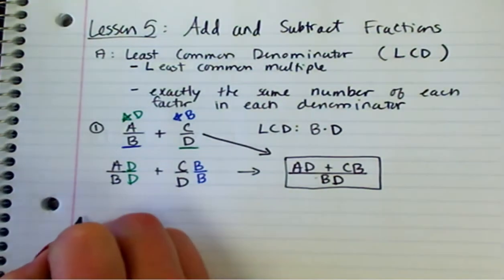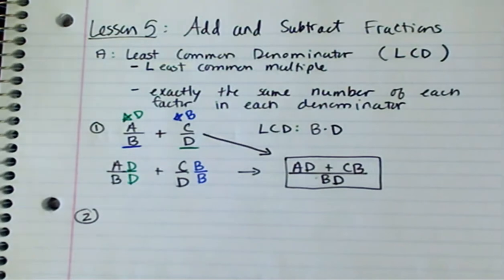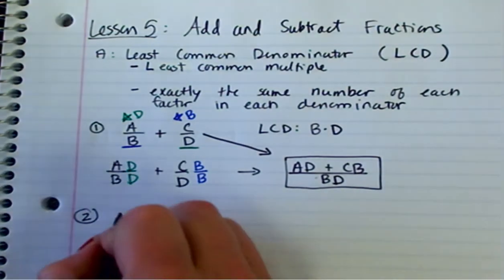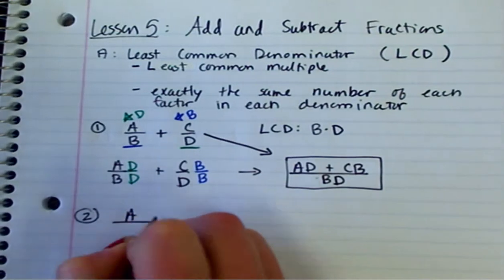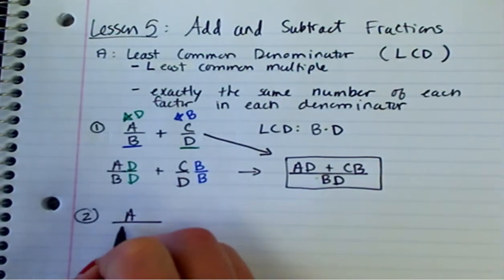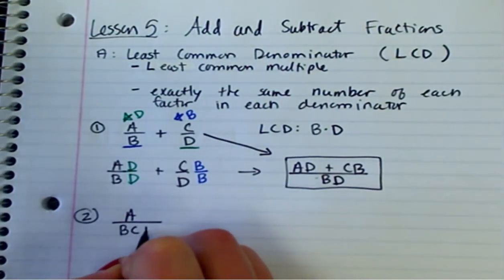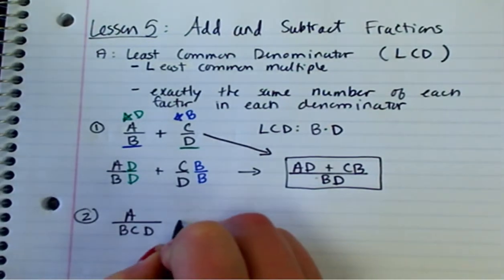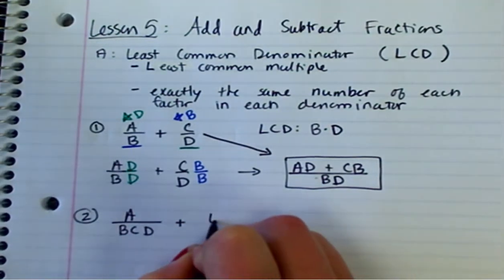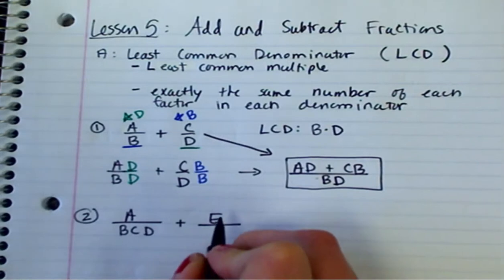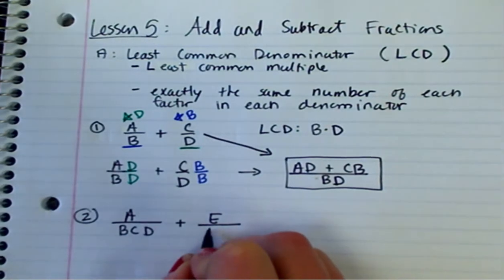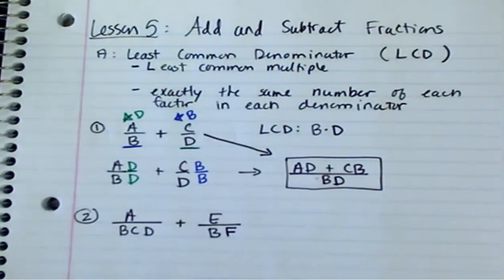Okay, so our second example, right? Letters only, so it's faster to write. A over B, C, D plus E over B, F.